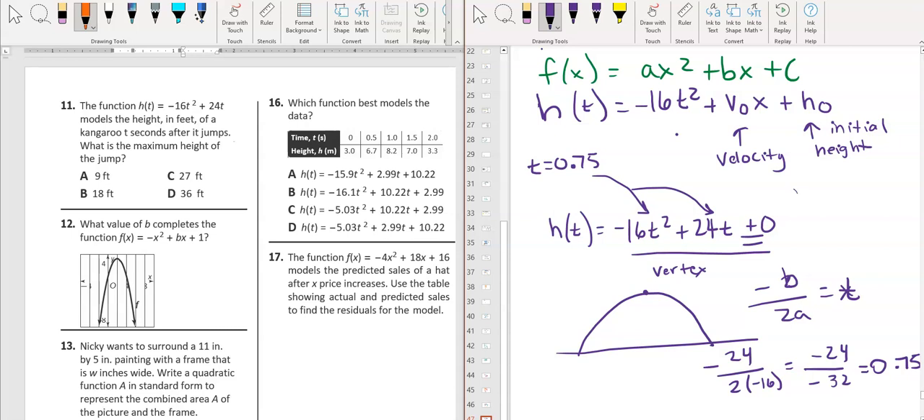So I'm basically going to do negative 16 times 0.75 squared plus 24 times 0.75. And I'm going to do that on my calculator here. All right, so when I do it on my calculator, I get negative 9 here, and 24 times 75 hundredths is 18, so that makes 9, and that is why our answer is 9 feet. Okay.